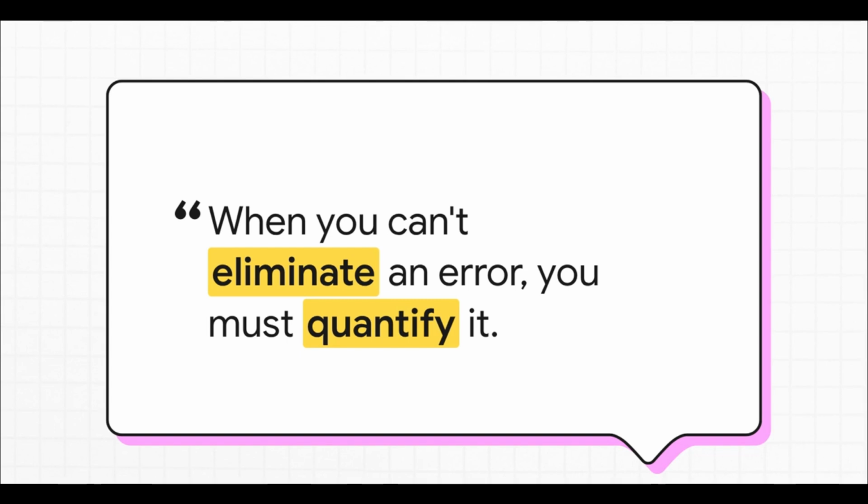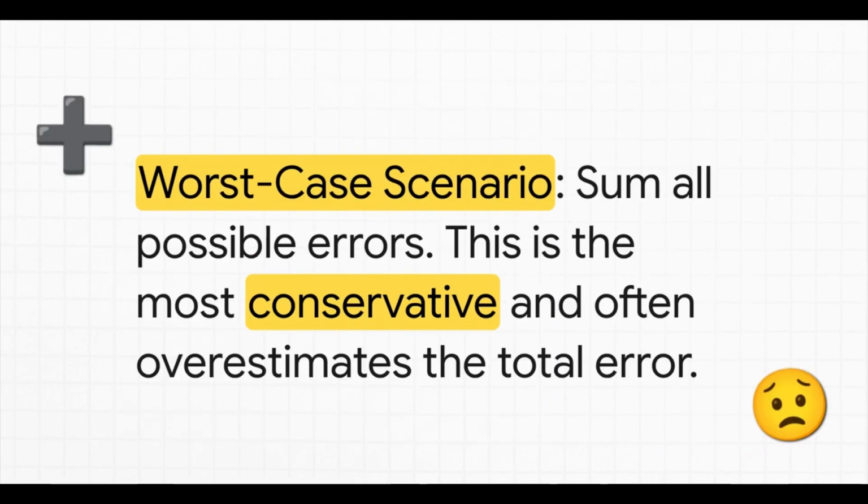Putting a number on that uncertainty is absolutely crucial. One way to do that is the worst case scenario. You basically just find every single possible source of error, assume they're all at their absolute maximum, and add them all together. It's conservative for sure. You get a number that you know the error won't exceed. But honestly, it usually overestimates the problem by a lot.